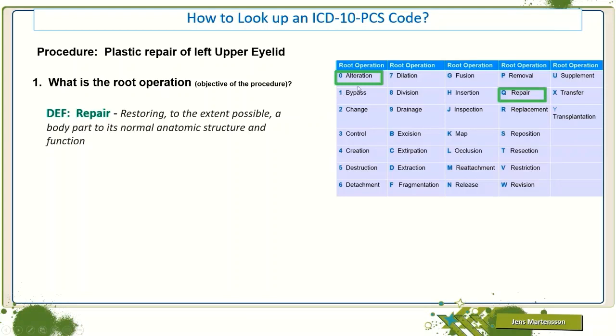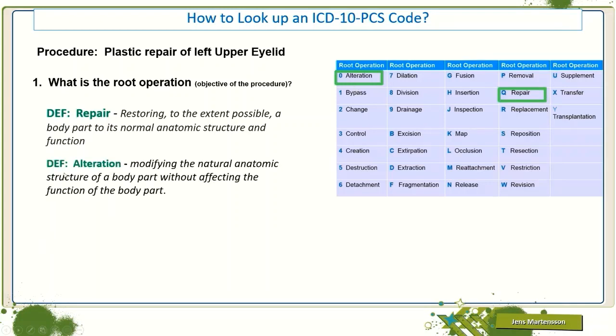So let me tell you, this alteration is a better definition, and here's why. Let's look at it. Definition of alteration is modifying the natural anatomic structure of a body part without affecting the function of the body part. That is much better than repair, because repair is restoring. It's implying that it was a certain way before. It was good before. Let's say tummy tuck.